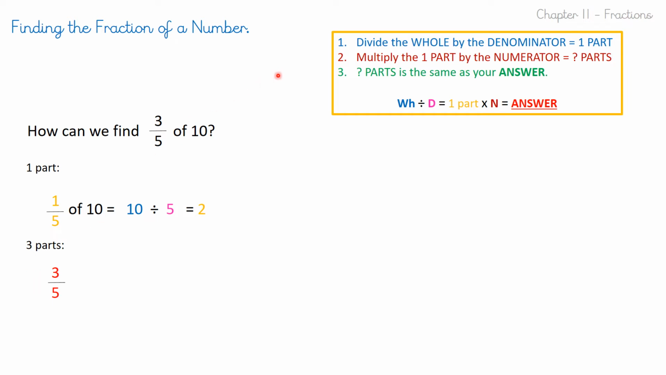If we look at step 2, it says multiply the one part, what we've just done here, by the numerator. The numerator here in our question is 3. So what would we need to do? Well done, we need to do 2 times 3, because 2 is one part and we want to know what 3 parts are. So 3/5 of 10 is the same as 2, one part, times 3, the parts we need to know, and equals 6. So 3/5 of 10 is 6.